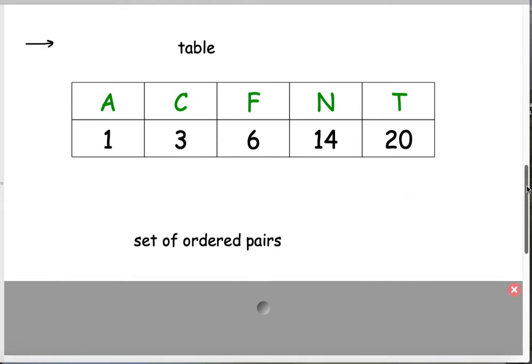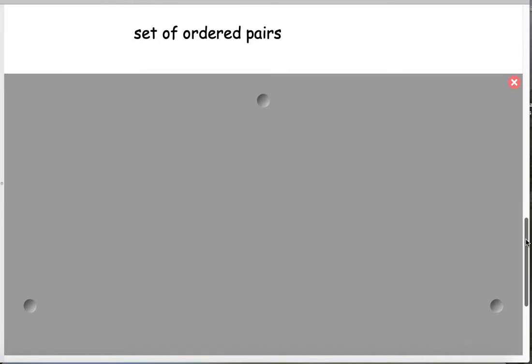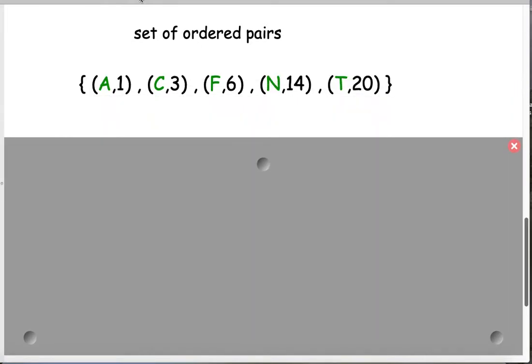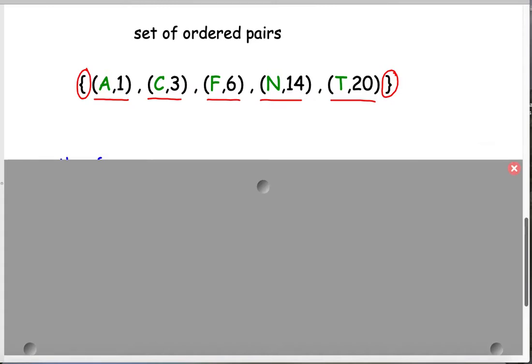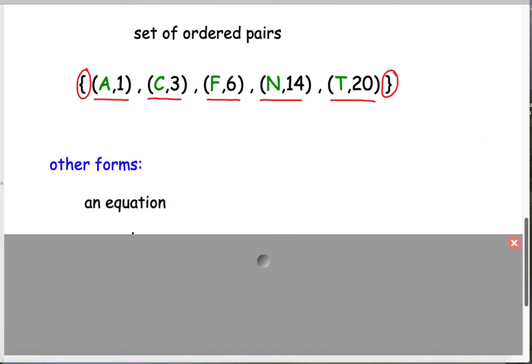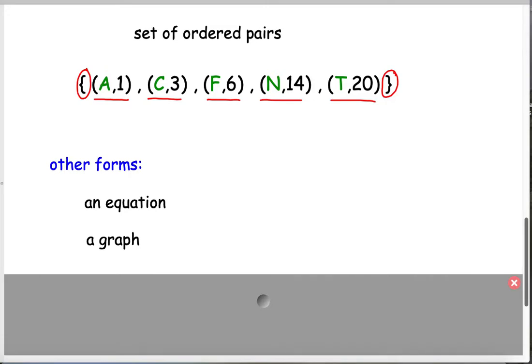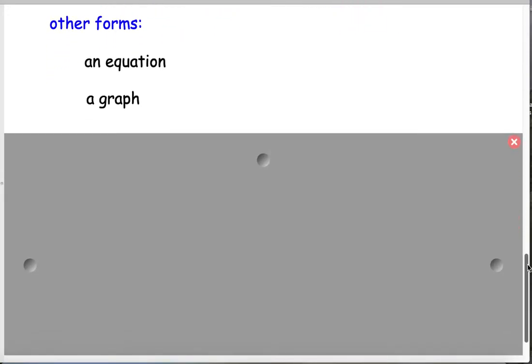Another way we could represent it is with a set of ordered pairs. Remember, with set notation, we're using these braces on the outsides, and then every element of the set is separated by commas. The elements in this set are actually ordered pairs. Once again, the first element in the ordered pair is from the domain, and the second one is from the range. Other forms, we could have an equation, or we could have a graph, and you're familiar with those.